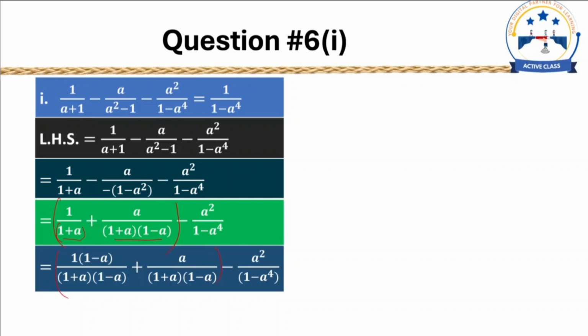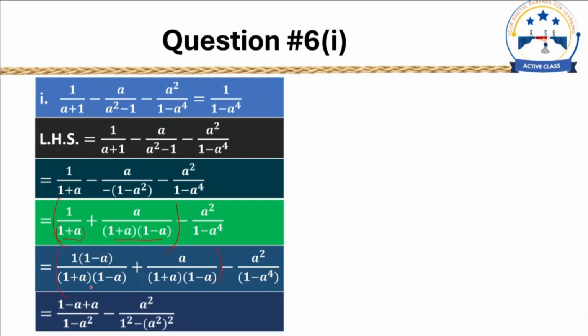The first two are like fractions, so simply perform the operation in the numerator, keeping only a single denominator as the LCM. Means this (1 plus a)(1 minus a) is 1 square minus a square, which is 1 minus a square. 1 into 1 is 1, minus a, plus a. And the second fraction I have started factorizing over here. 1 is 1 square, a power 4 is a square whole square. Because we need to factorize it at the end, we haven't factorized it at the beginning, right? So we can start over here.